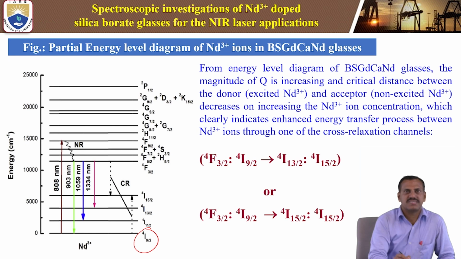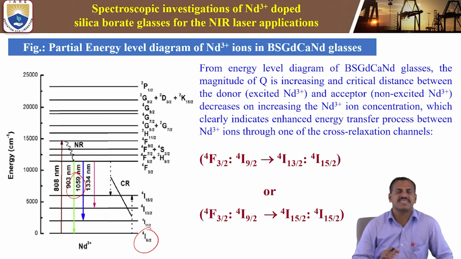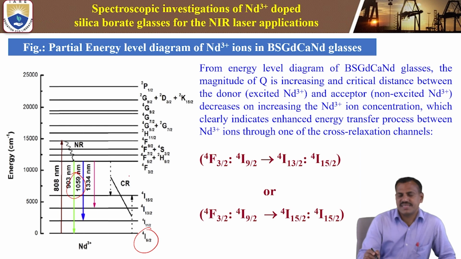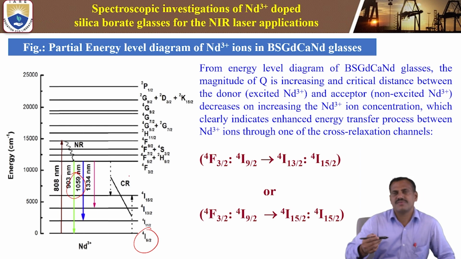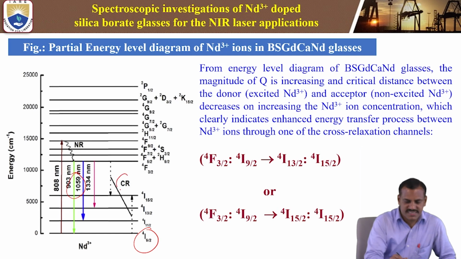Among the three transitions, we are getting 1059 as the most intense, highest intensity and prominent emission, observed in the near infrared region. So that is why this is useful for NIR laser applications. In this one, we can observe the decay times are increasing while the concentration increases, and the lifetime decreases. That is mainly due to the cross relaxation channels.